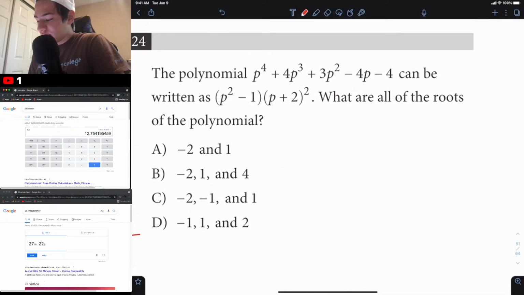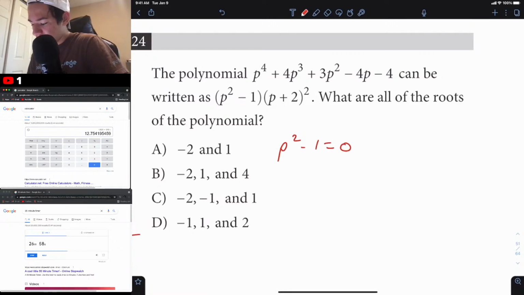The polynomial blah, blah, blah can be written as blah, blah, blah. What are the roots of the polynomial? What are all of the roots of the polynomial? So definitely negative 2. Okay, and p squared minus 1 equals 0.